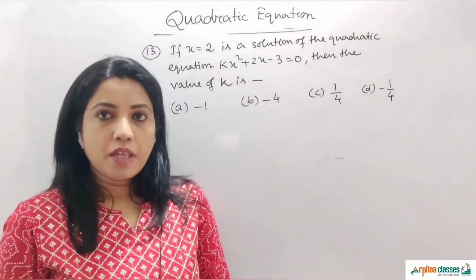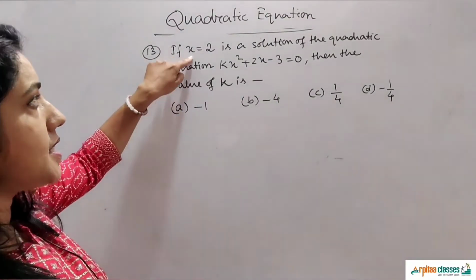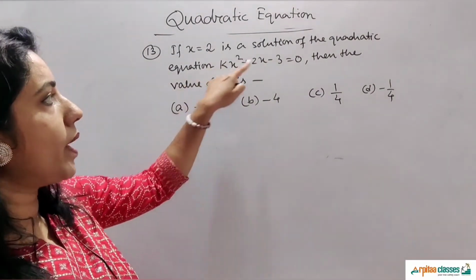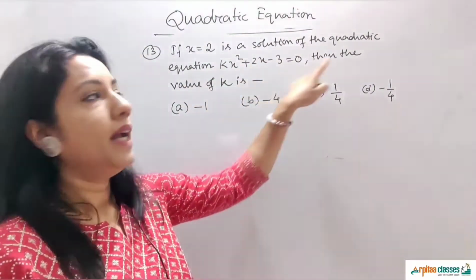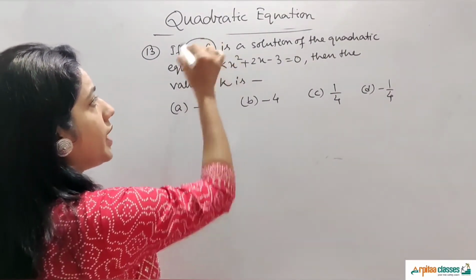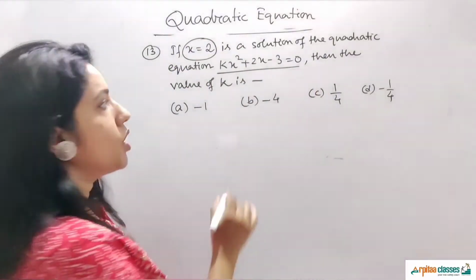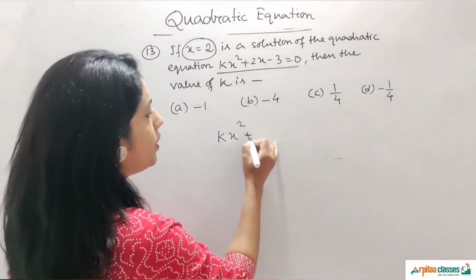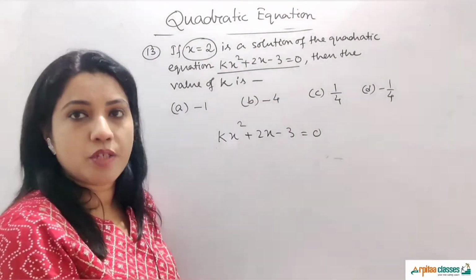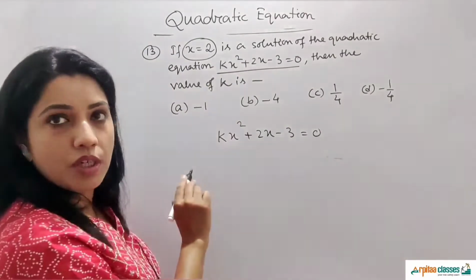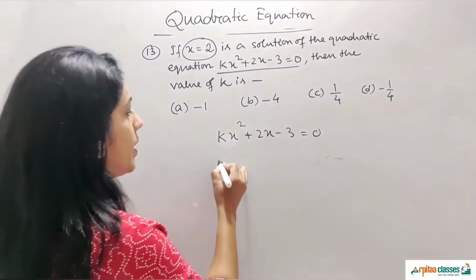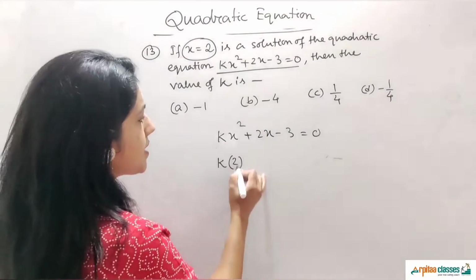Let's solve our next MCQ. It says that if x is equal to 2 is a solution of the quadratic equation kx square plus 2x minus 3 equal to 0, then the value of k is. So they are already giving that x is equal to 2 is a solution of this equation. So what we have to do is put the value of x as 2 here, and it will satisfy the equation. Because it is a solution, when we put the value of x as 2, it should satisfy the equation. So let's put 2 in place of x.